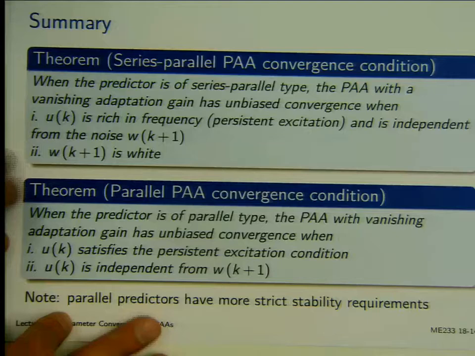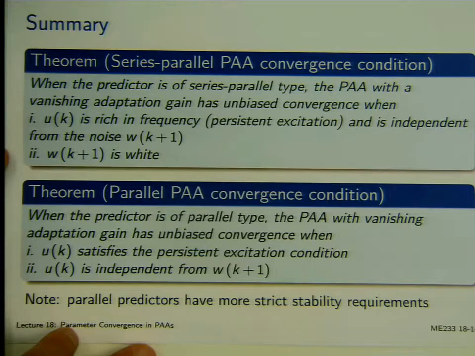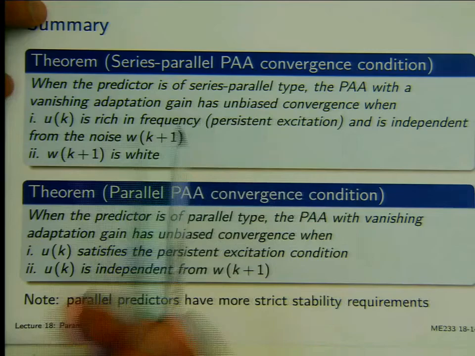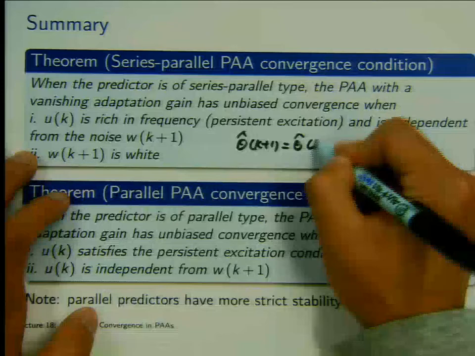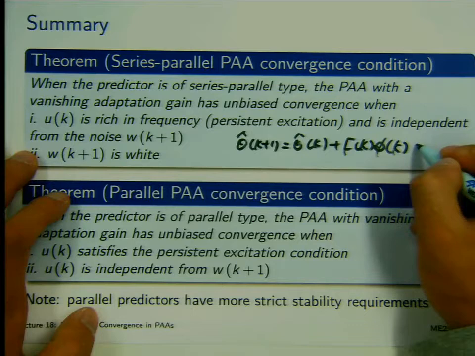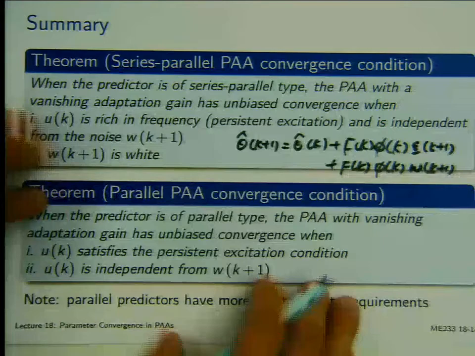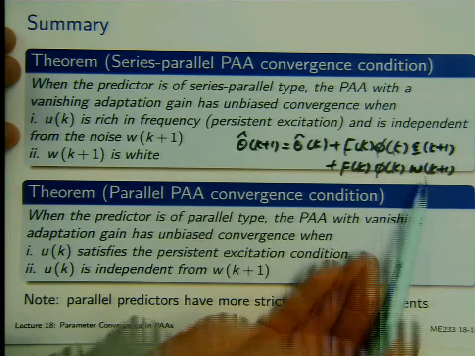So these are the two main results. Hopefully now you can see that these are pretty intuitive. Let's summarize. For serious parallel parameter adaptation algorithms, the PAA with a vanishing adaptation gain, meaning F is reducing, let me write out the PAA to let you see more clearly. First of all, you can't keep using a large adaptation gain. You have to reduce it to make the effect of this guy small. So use a vanishing adaptation gain.